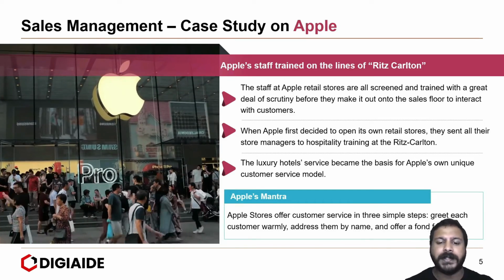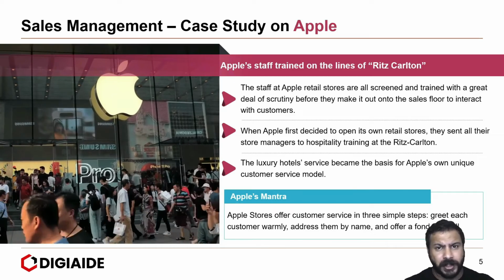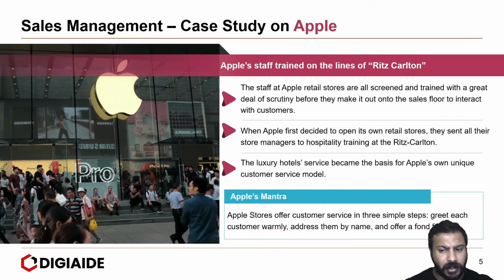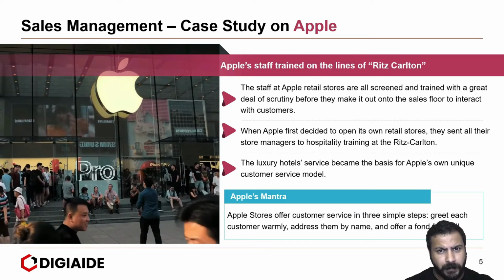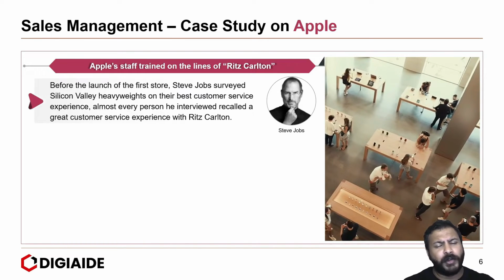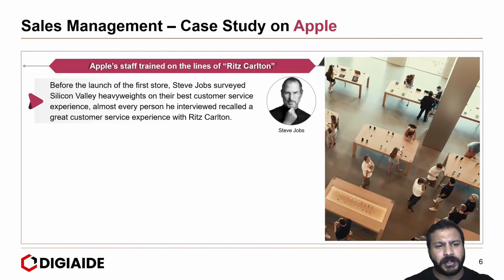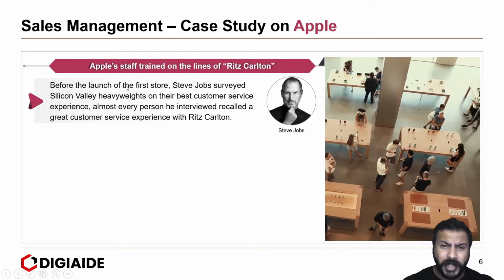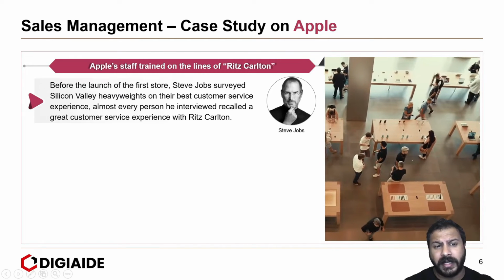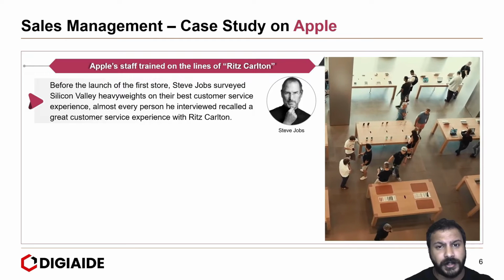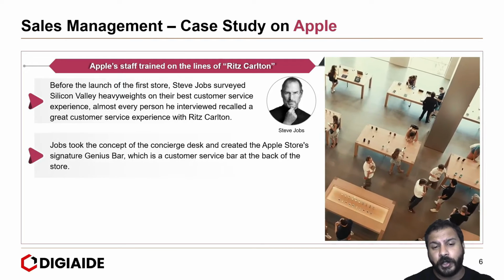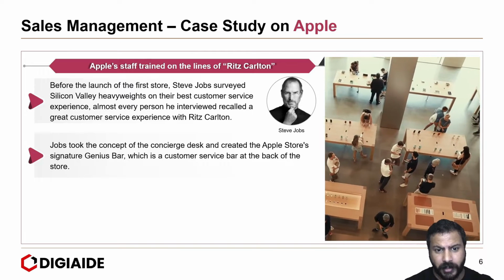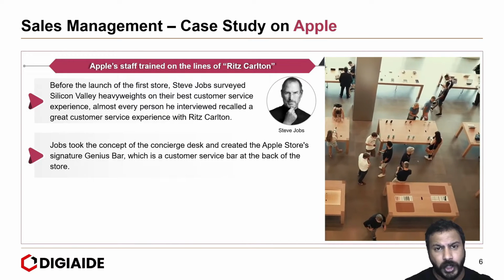Apple's mantra here is, offer customer service in 3 simple steps. Greet each customer warmly, address them by their name if possible, and offer a fond farewell. Moving further. Before the launch of the first store, Steve Jobs surveyed Silicon Valley heavyweights on their best customer service experience. Almost every person he interviewed recalled a great customer service experience with Ritz Carlton. Jobs took the concept of the concierge desk and created the Apple Store signature Genius Bar, which is a customer service bar at the back of the store.